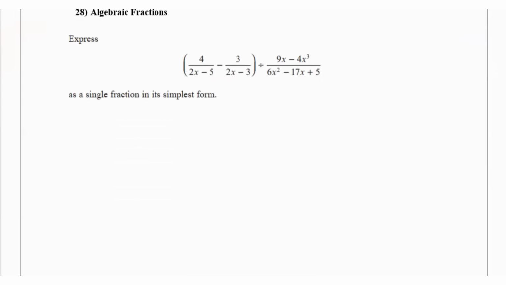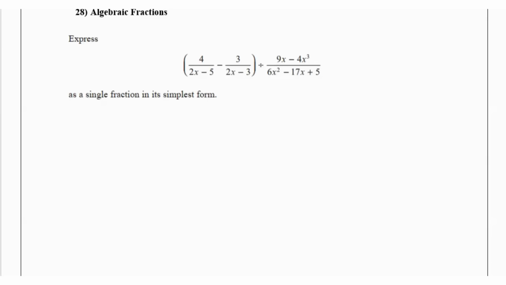Then it says express 4 over 2x minus 5 minus 3 over 2x minus 3, divided by 9x minus 4x cubed over 6x squared minus 17x plus 5. So in algebraic fractions, remember, two rules will be very commonly used. One rule is how to factorize a quadratic equation. You can use splitting the middle term or the quadratic formula. And the other rule is difference of perfect squares. These two will always appear in your algebraic fraction question. And apart from that, we need to know how to add or subtract fractions with unlike denominators, how to divide fractions, and how to multiply fractions.